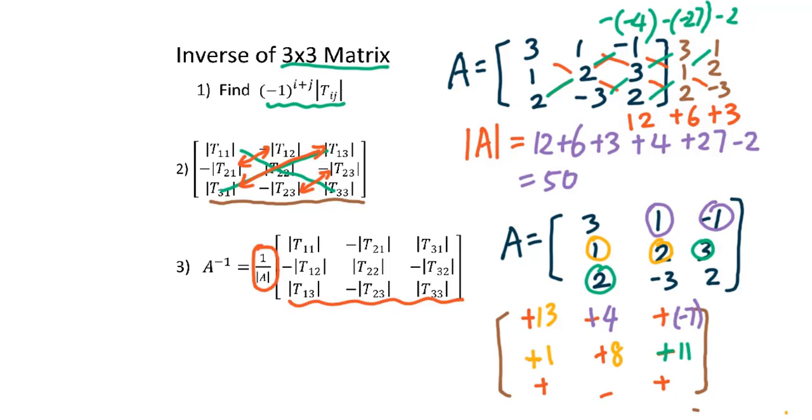Then go to this one. You will get 3 minus negative 2, which is 5. Go here. You will get 9 minus negative 1, which is a positive 10. Then go to the last one. You will get 5.